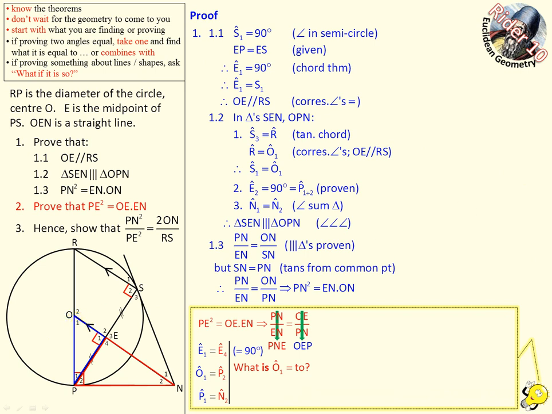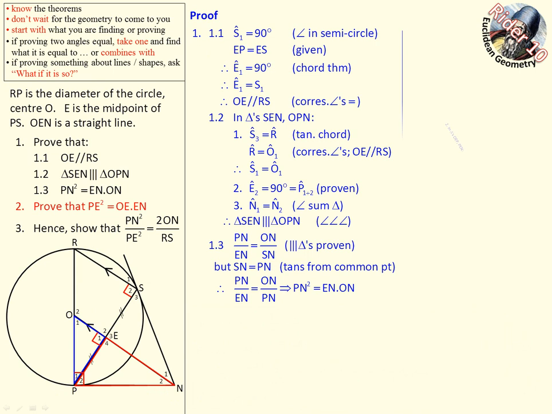Now remember we have the parallel lines, so O1 equals R. So the next question to ask is, is P1, P2 equal to R? Of course the answer is yes. Tangent, chord, angle subtended, know your theorems. Yes, tan chord. And of course angle sum triangle for the third one. So we can prove those triangles similar and go on to prove this relationship.